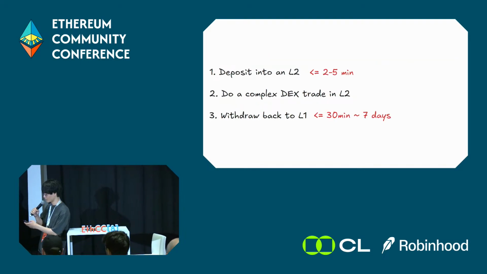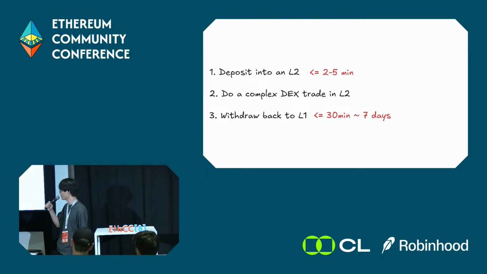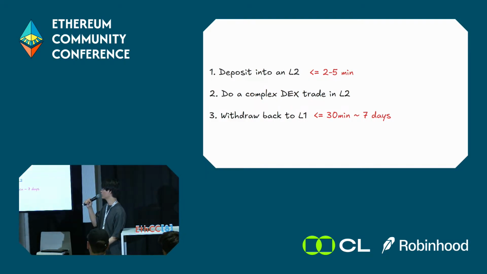Right now in the current non-based rollups, when you use a canonical bridge to deposit into the L2, it takes like 2 to 5 minutes. Next, the DEX trade happens pretty fast once you're in the L2. But withdrawing back to the L1 also takes very long, like 30 minutes if you're a ZK rollup, or 7 days if you're an optimistic rollup.